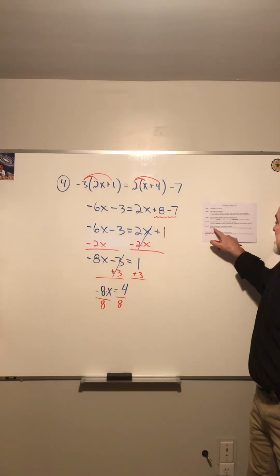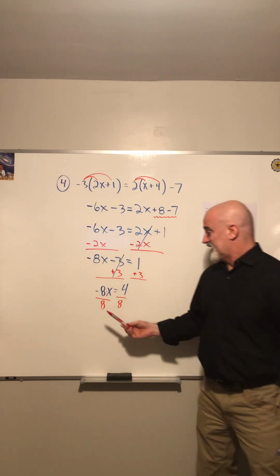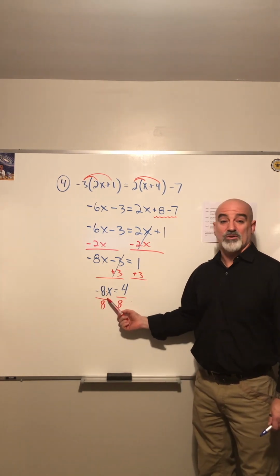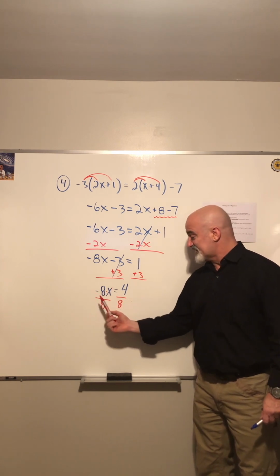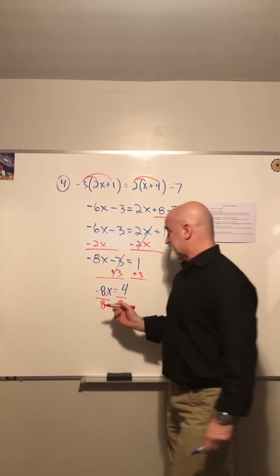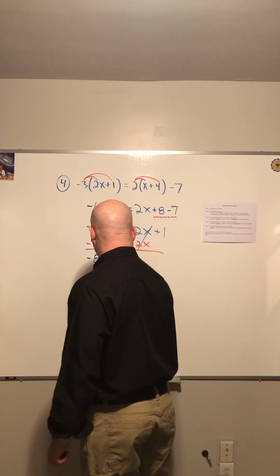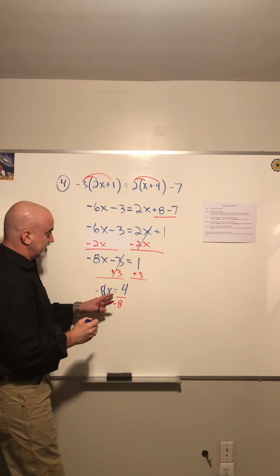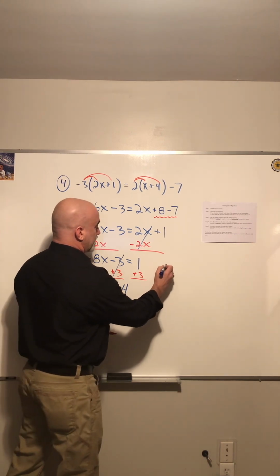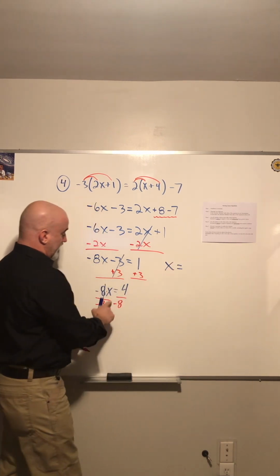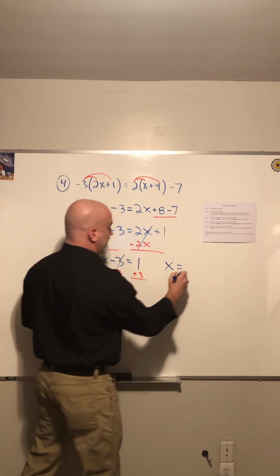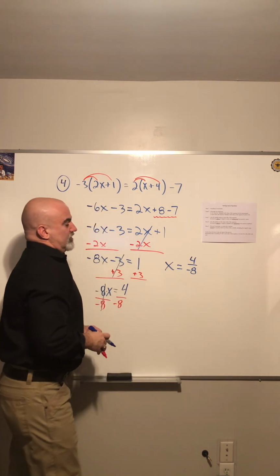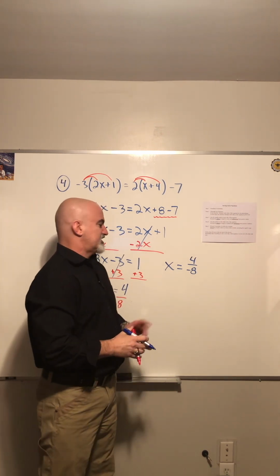I need to divide by exactly what's in front of it. If I divide by +8, I'm going to end up with a -1x, which is not what I want. I want x. So whatever this is, I have to divide by exactly that. So I need the negative. Then these will cancel out, and I'll get x equals 4 divided by -8. So 4 over 8, it's a negative.